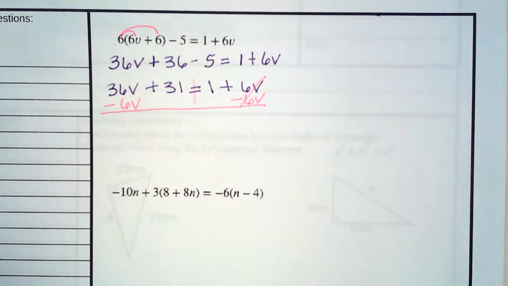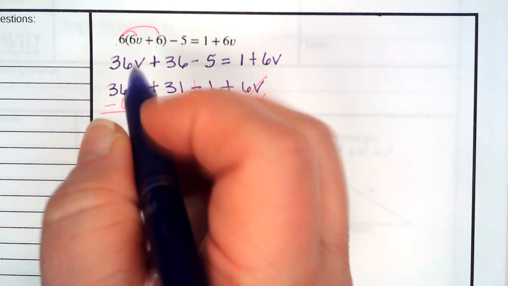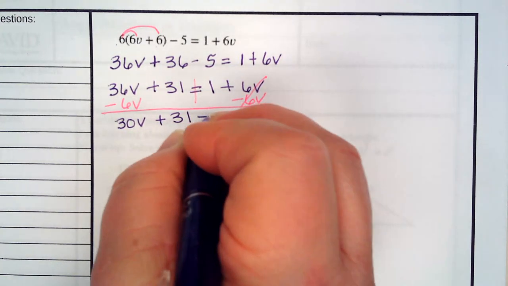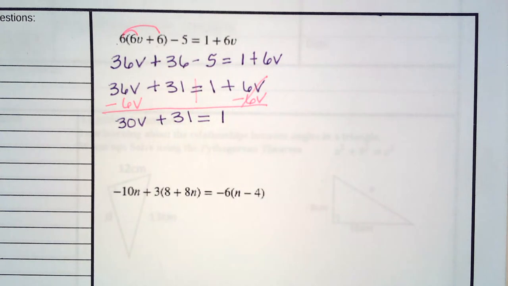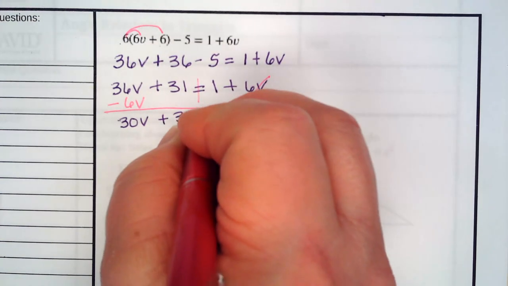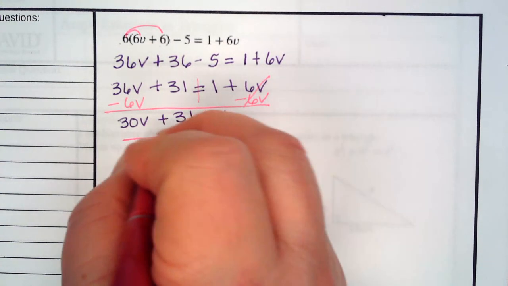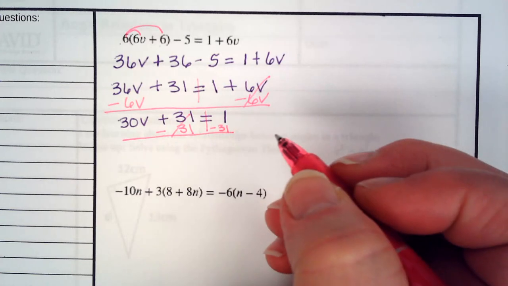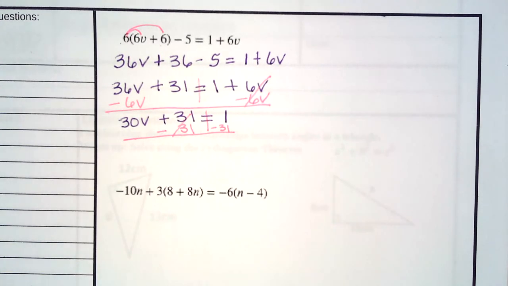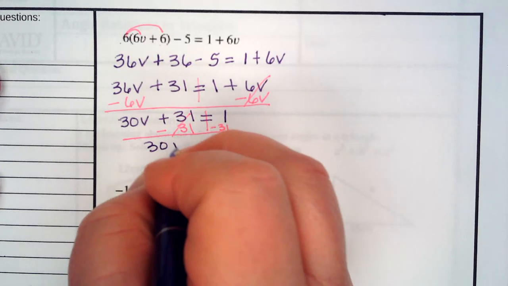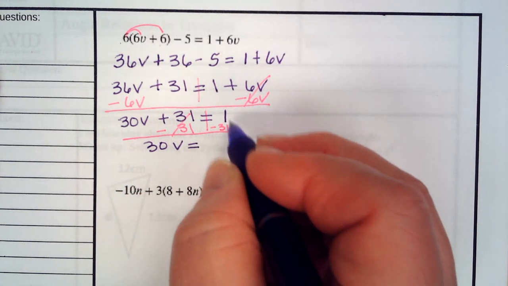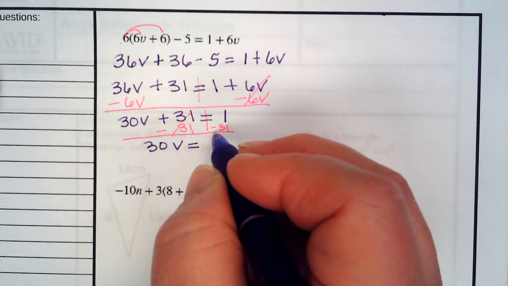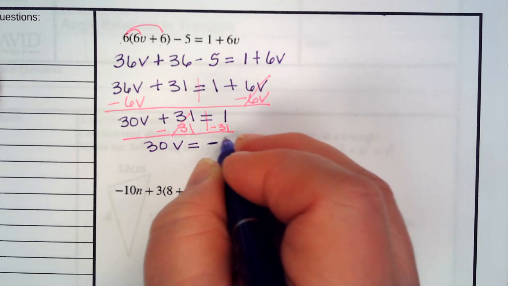This cancels out. 36v minus 6v is 30v plus 31 is equal to 1. Get the numbers to the same side. Minus 31, minus 31. That cancels out. 30v is equal to, these are opposite signs, so we subtract. 31 minus 1 is 30. Keep the sign of the larger, so it's a negative 30.